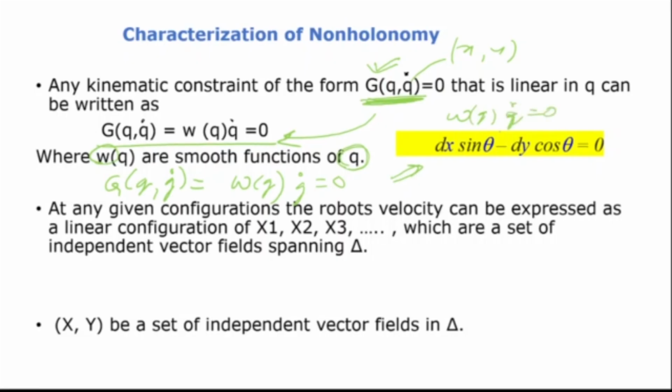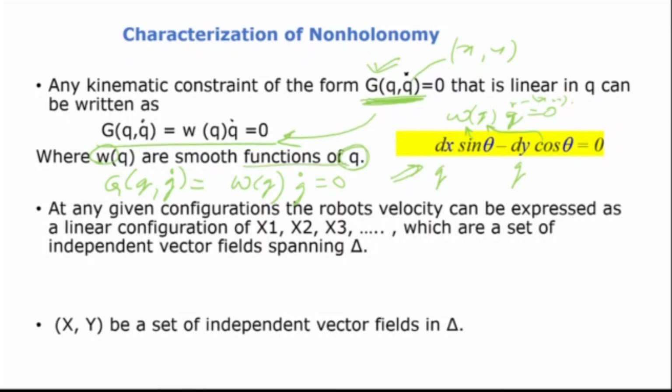Okay, Q are X and Y now. These are the X and Y's. So what is W here? X dot and Y dot is my Q. So what is W? W is sine and cos. Okay, so these are smooth functions of Q.